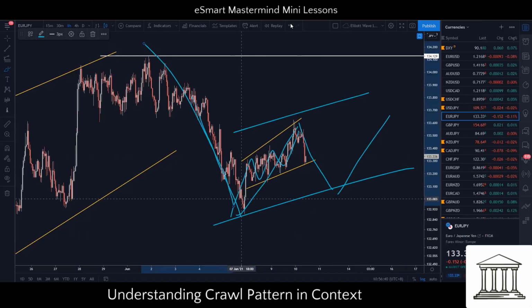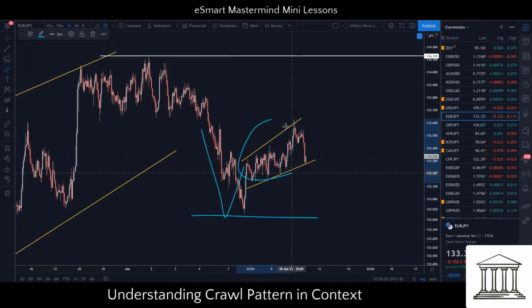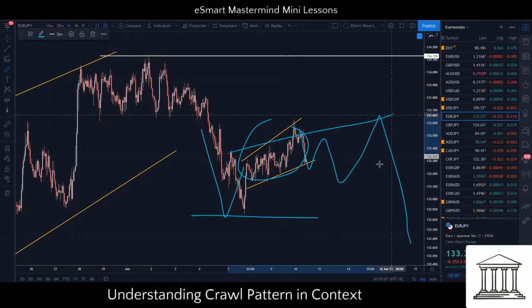So in short, if you see a crawl that happens at the first reversal point like that, and then a crawl is forming here, you want to be a little bit more careful and cautious, right? That's the context that we are talking about. Because this can easily just come down like that and then go back up first and then only drop, right? And then this will be your bigger corrective pattern.